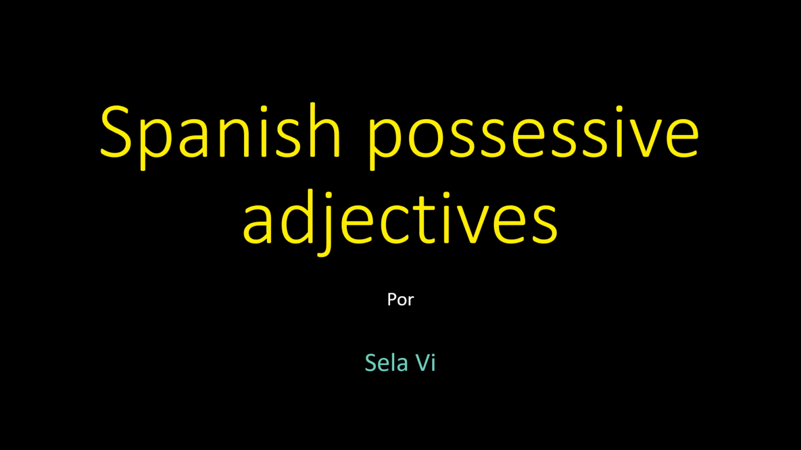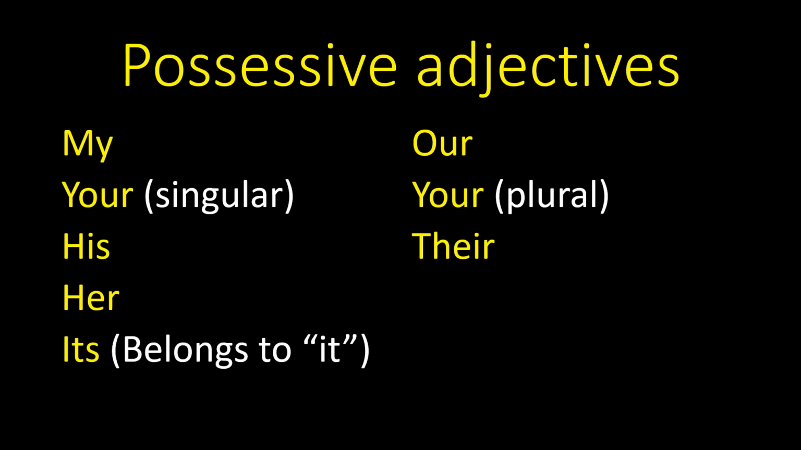In this presentation, we talk about how to say who owns what. We're going to learn words that are the equivalent of our, his, her, your, my, etc. Possessive adjectives is simply a fancy way of referring to these words, talking about who owns what. My, your, his, her, its, our, your, and their.